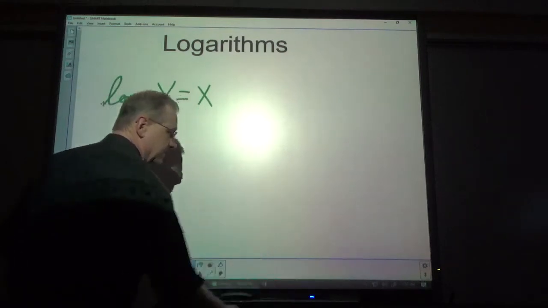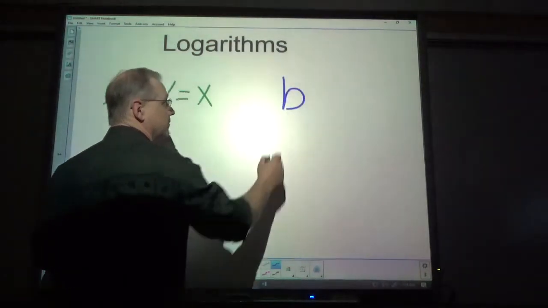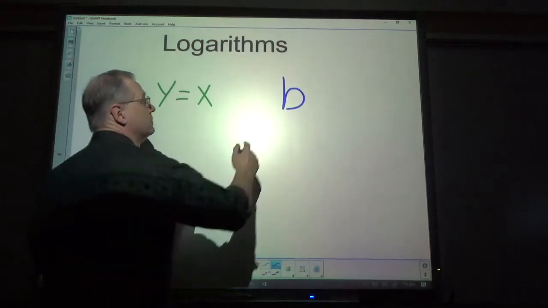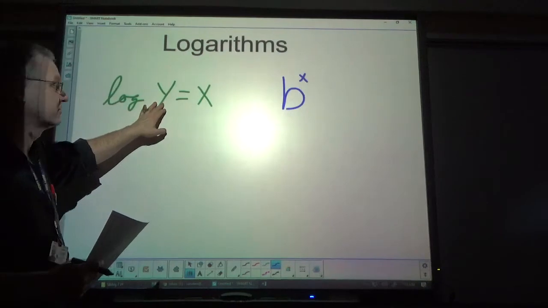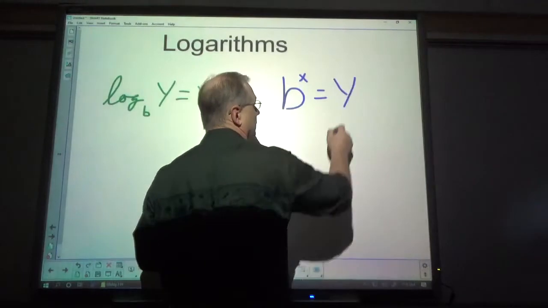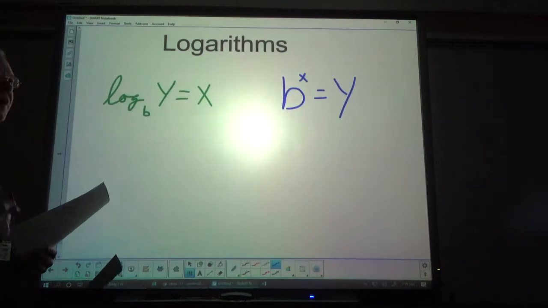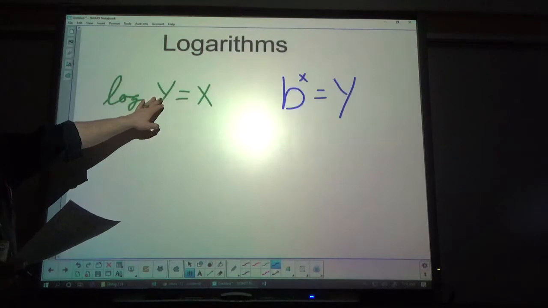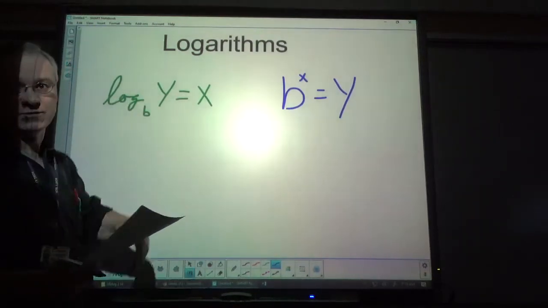And what does that mean? That means b is the base of the exponent. The exponent is what it's equal to. And what you're taking the log of is the answer when you raise the base to the exponent. So it's kind of like trying to figure out what the exponent is. What would you have to raise b to get y? That's what the logarithm is.